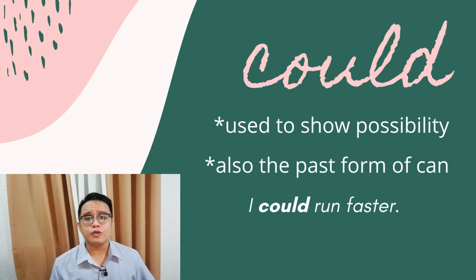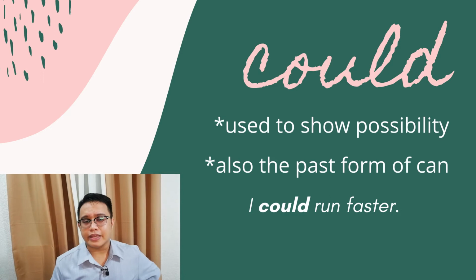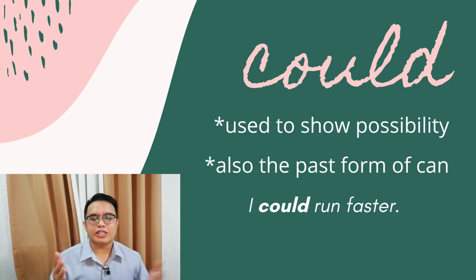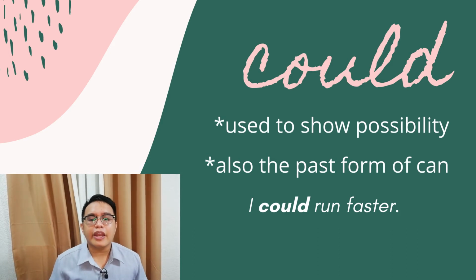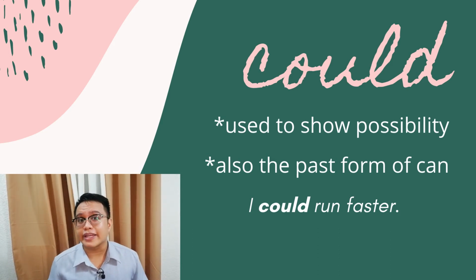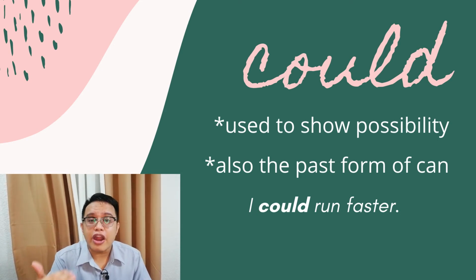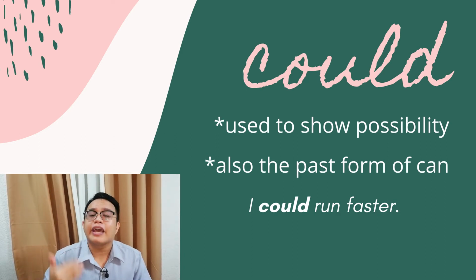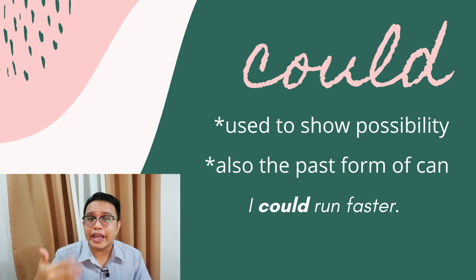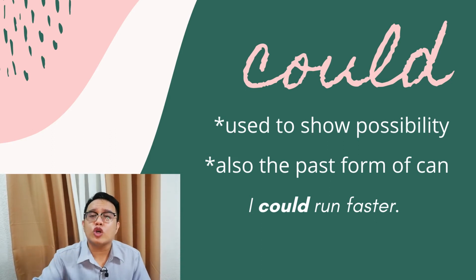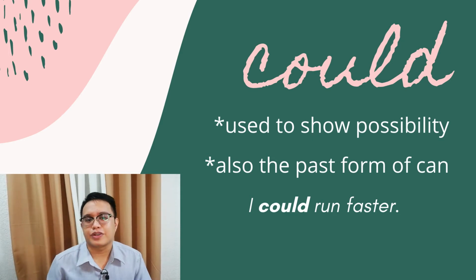Now our next modal is could. And could is used to show possibility, if possible ba ang usa ka butang or dili, and also it is the past form of can. So let's say for example, I can run, but I could run faster. I have the ability. There is a possibility that I can run faster. So instead of saying can, we say could. I could run faster.